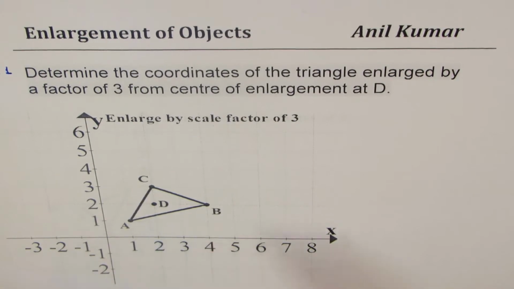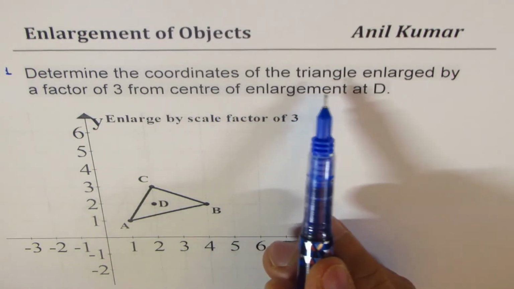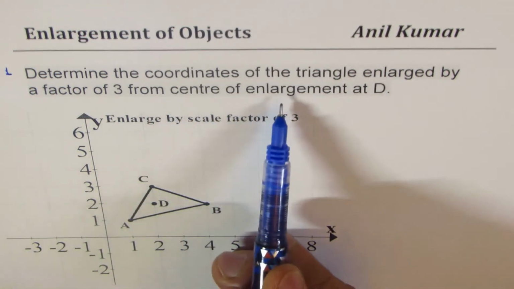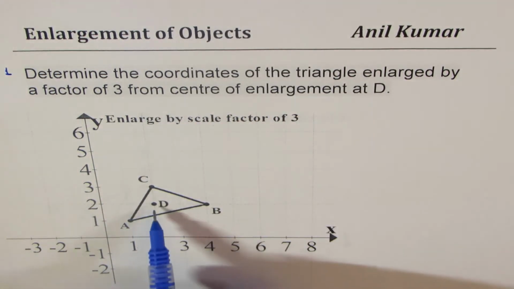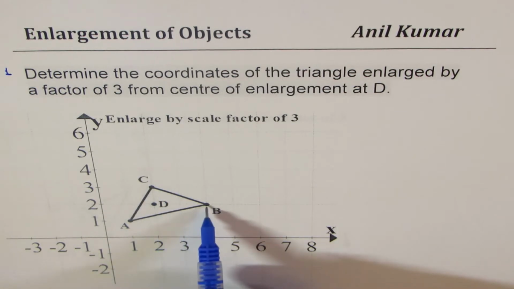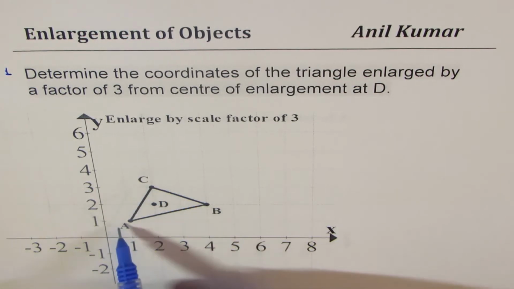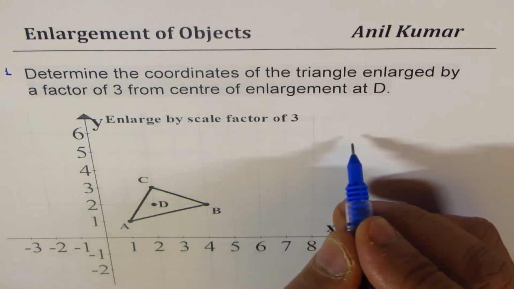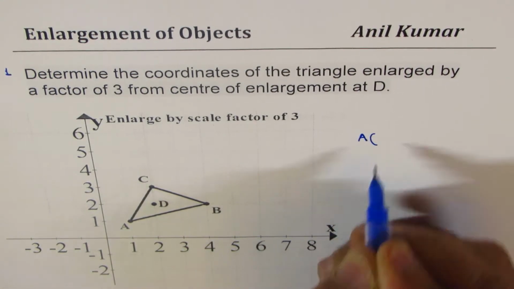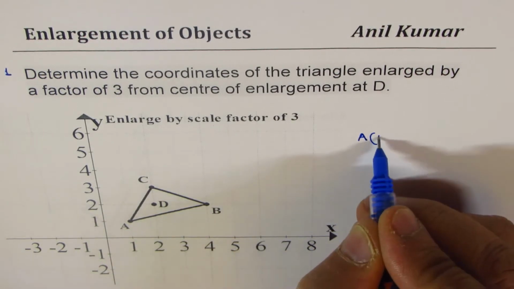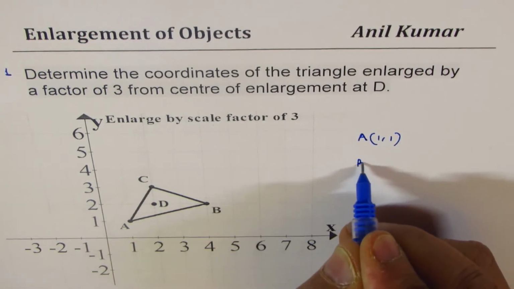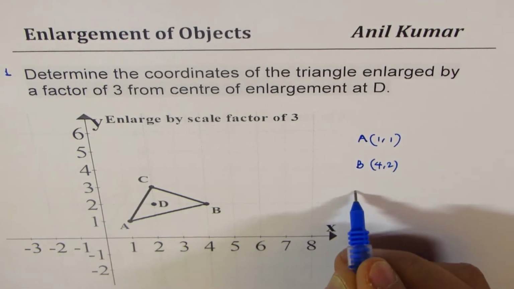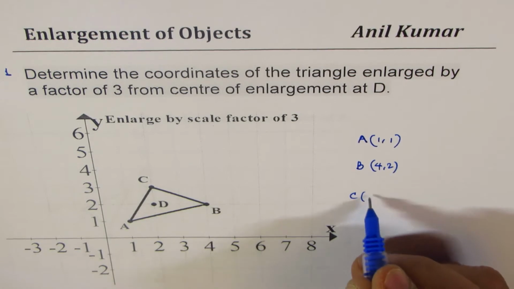The question here is, determine the coordinates of triangle enlarged by a factor of 3 from the center of enlargement at D. So we've taken this point D right in the body of the structure, which is a triangle. So let's write down all the 3 coordinates first. Coordinate points for A is 1, 1. For B, it is 4, 2. And for C, it is 2, 3.